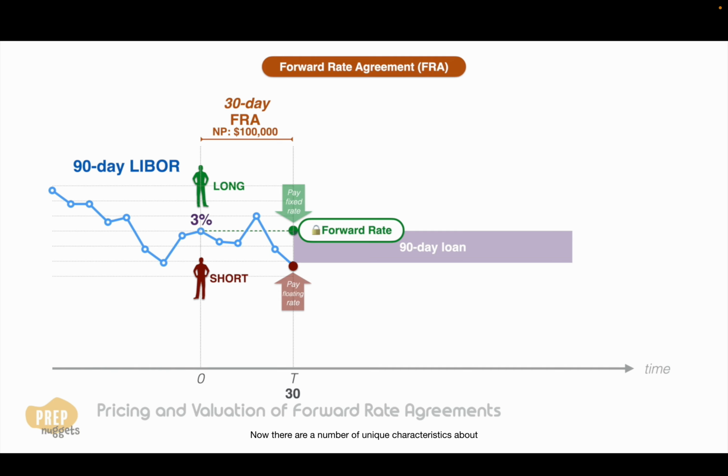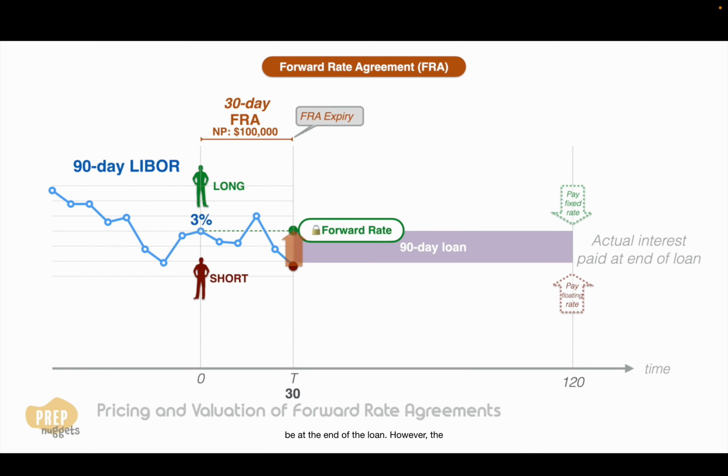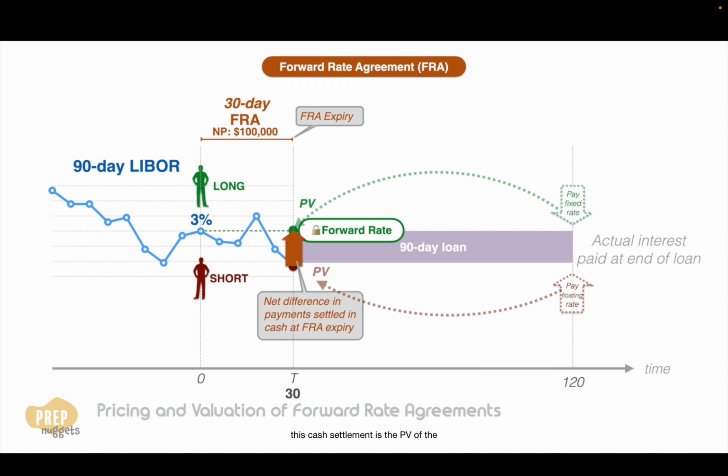Now, there are a number of unique characteristics about FRA that you must be very clear about. First and foremost, the loan commences at the expiry of the FRA contract, so the 90-day loan starts here and continues until 120 days after the FRA initiation. So actually, the exchange of fixed and floating interest payments should be at the end of the loan. However, the net difference in payments is actually settled in cash at the expiry of the FRA. So this cash settlement is the PV of the net difference in payments. We'll learn how to calculate this later.